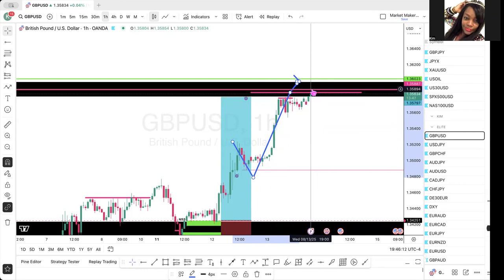Now, I won't say that it won't make a move during Asian session, but 9 times out of 10, this is probably going to go back and forth, back and forth, until maybe the London session.